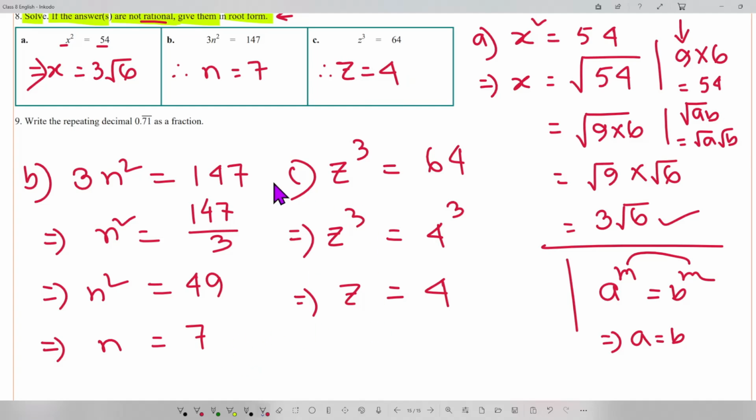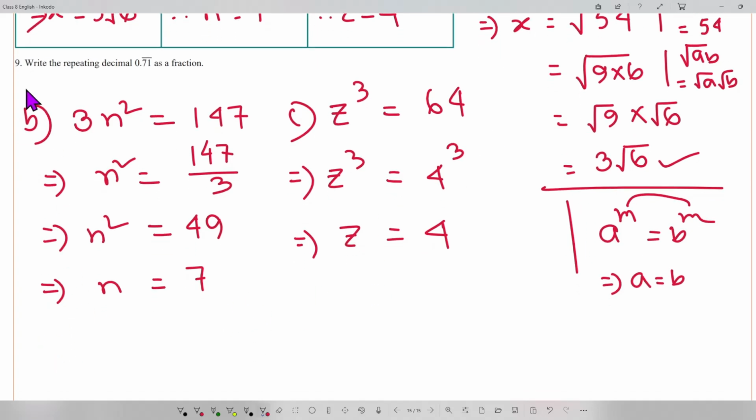Very simple. Number 9, actually not number 9, our second question, but I got it from another one. Where is this one? Is number 9. So write the repeating decimal 0.71 with a bar. It's a repeating decimal. We have to make this a fraction.